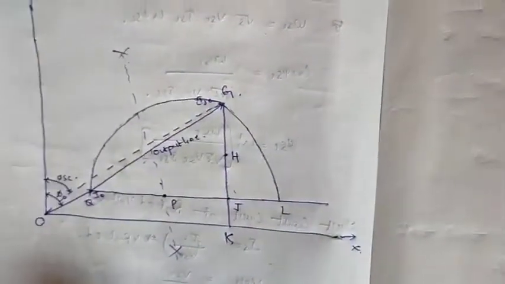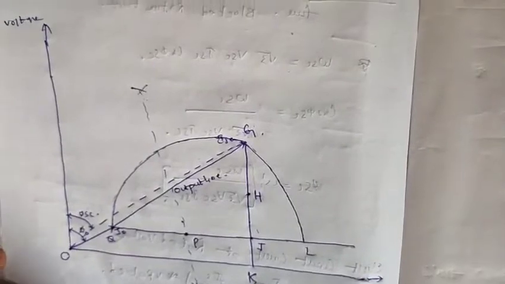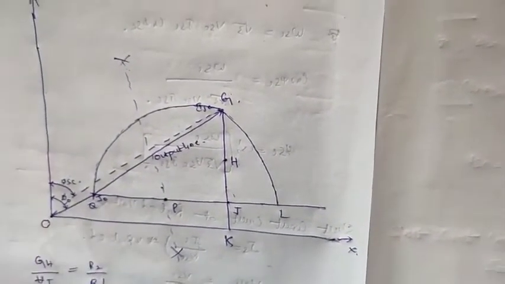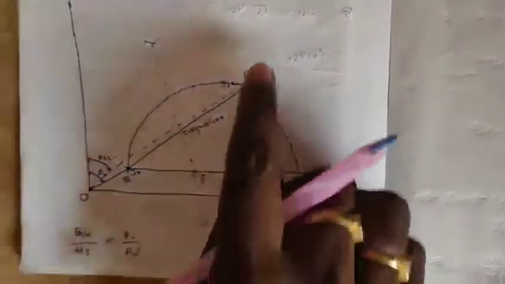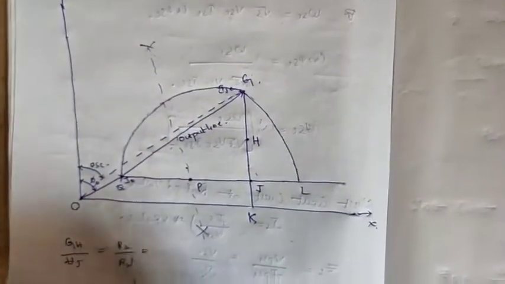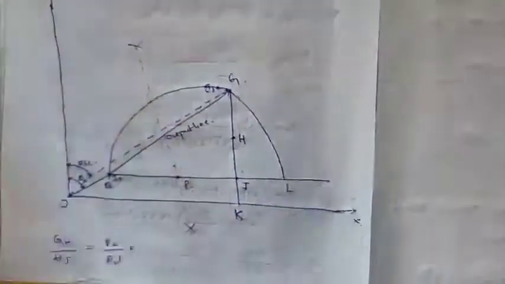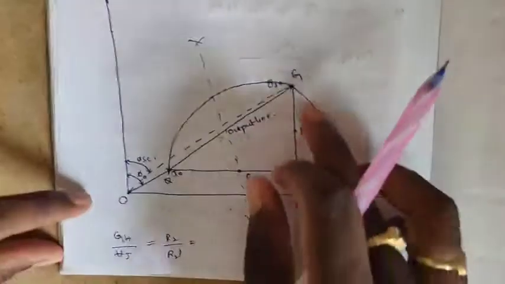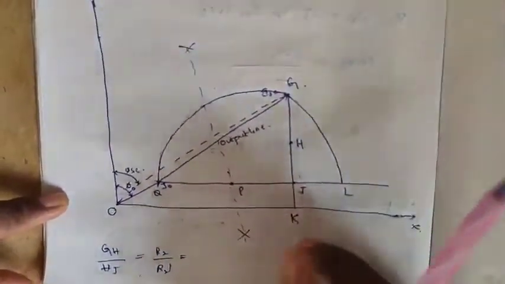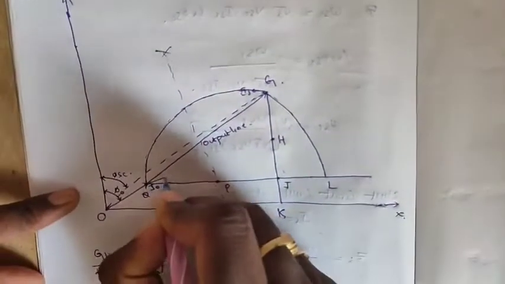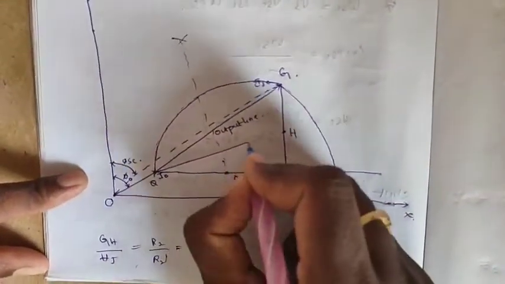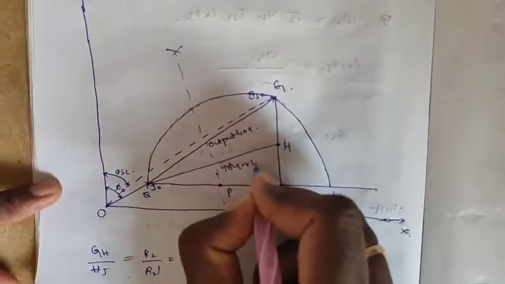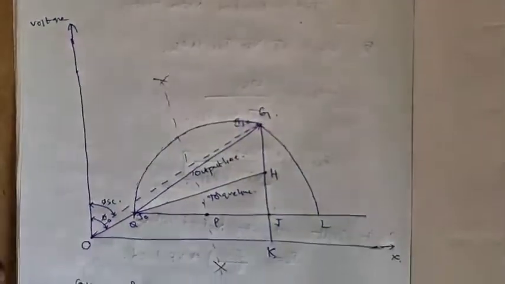GH by HJ equal to R2 by R2 dash. We have to take a ratio of R2 by R2 dash, that is equal to some value. That value is the GH by HJ ratio. Drawing the GH and HJ line, we have to join QH. The QH line is the torque line.